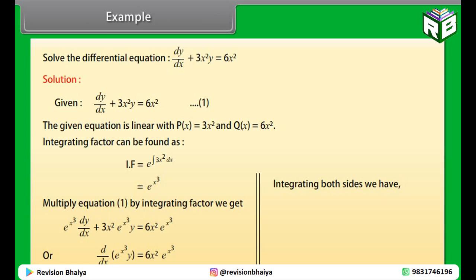Integrating both sides, we have e raised to the power x cube into y equals integral of 6x square into e raised to the power x cube with respect to x equals 2 into e raised to the power x cube plus c. Solving for y, we get y equals 2 plus c into e raised to the power minus x cube.